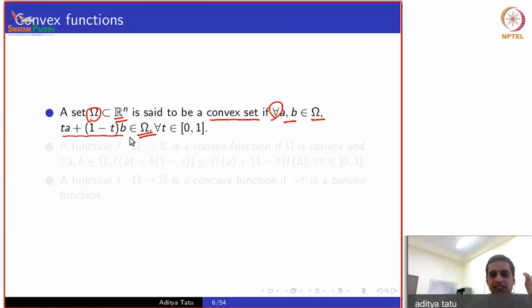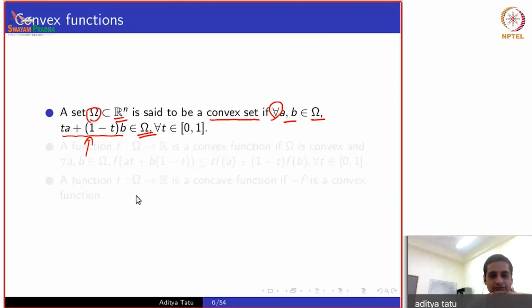Once you have two points in Rn, you can join these two points via a line segment. And the definition of a line segment is given by this. Vary t from 0 to 1, you get points. If t is 0, I get B. If t is 1, I get A. For all intermediate values of t, I get points between A and B. So all these points should also belong to this set omega. Only then omega is said to be convex.